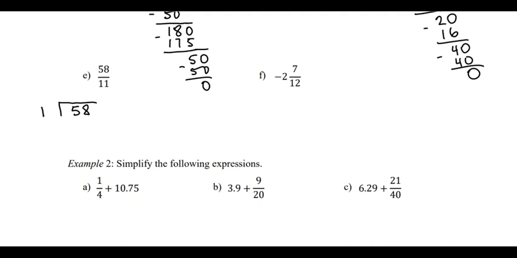58 divided by 11. 11 goes into 58 5 times. So we get 55. And we will have 3 left over. So that's more like it. Now we're going to look at this problem again. So fill in your 0.